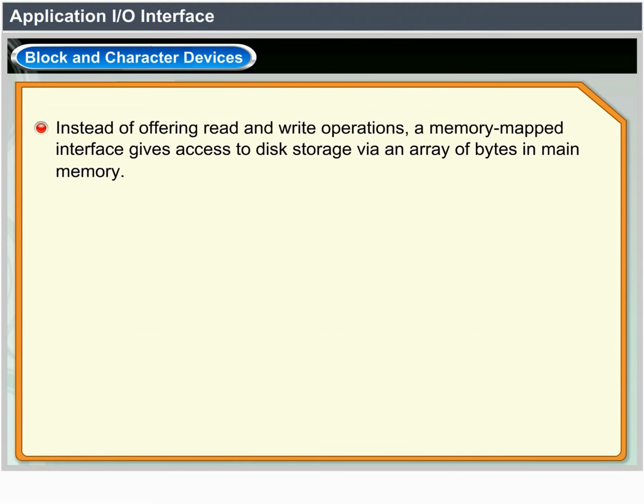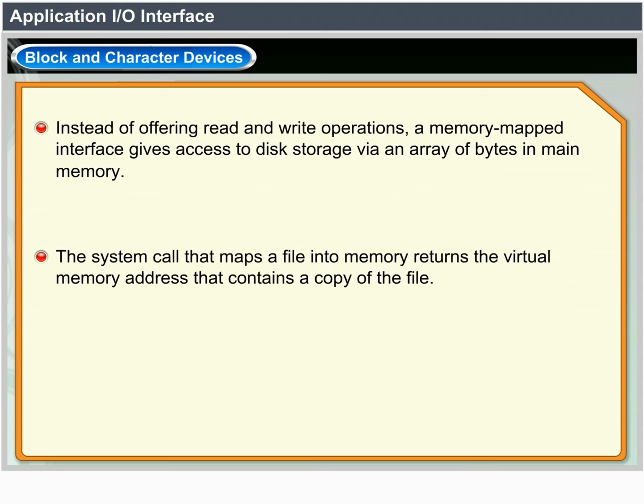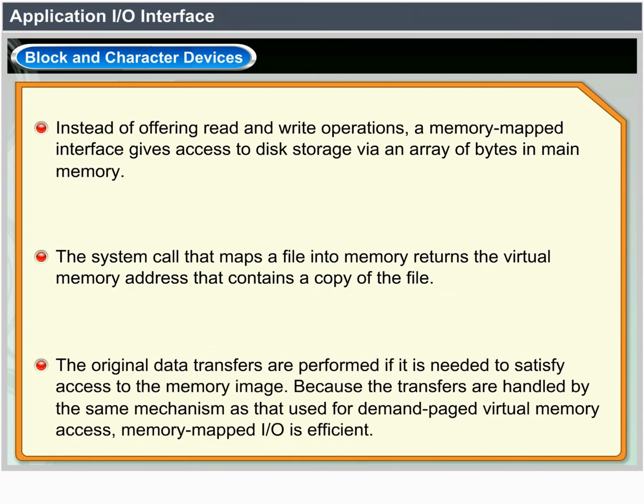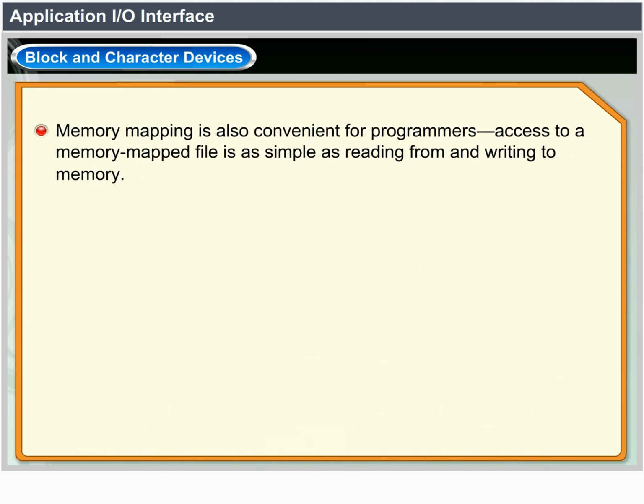Rather than offering read and write operations, a memory map interface provides access to disk storage via an array of bytes in main memory. The system call that maps a file into memory returns the virtual memory address that contains a copy of the file. The actual data transfers are performed only when needed to satisfy access to the memory image. Because the transfers are handled by the same mechanism as that used for demand-paged virtual memory access, memory mapped input-output is efficient. Memory mapping is also convenient for programmers. Access to a memory mapped file is as simple as reading from and writing to memory.